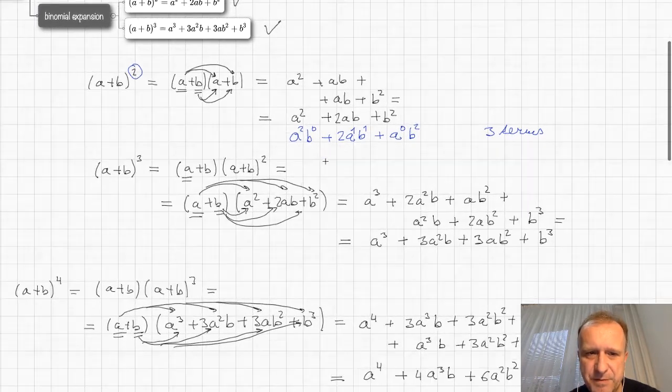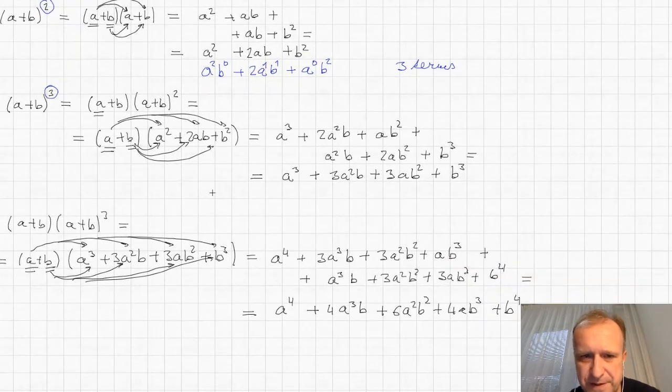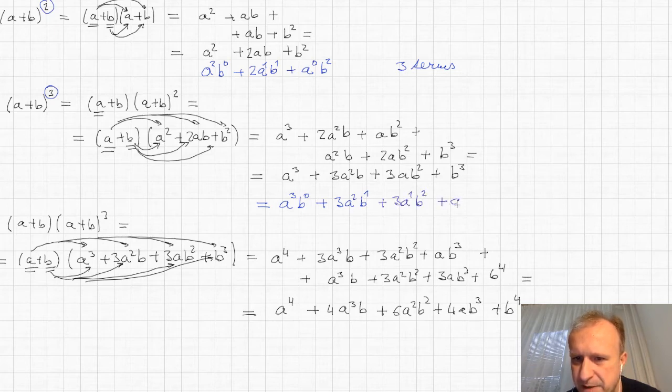Is it similar when you have a plus b to the power of 3? Let us see. First, we notice that we can rewrite it in the following way. A to the power of 3 times b to the power of 0, okay, because it's 1, plus 3a squared b to the power of 1, plus 3a to the power of 1 b to the power of 2, plus a to the power of 0 times b to the power of 3. Okay, so how many terms do we have?